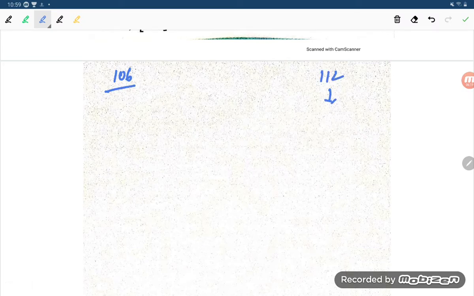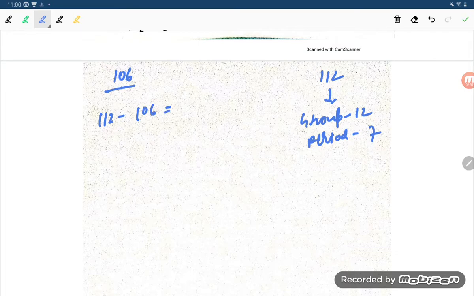So the 112 element has group number 12. Period is what, student? Period is 7. So now they are asking about 106. So 112 minus 106, how much will it be? That is 6. So if you are calculating the group, group means 12 minus 6. So it is coming group number 6.